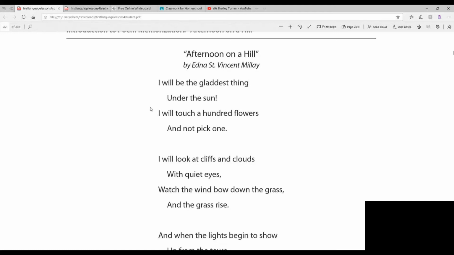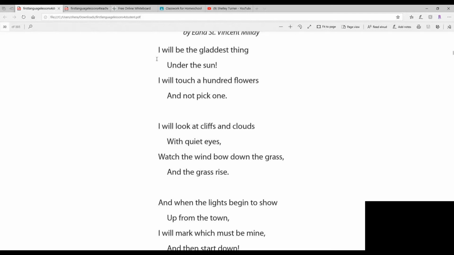Even if, like this here, I will touch 100 flowers and not pick one. That's one sentence, but since she put this one on line 4, a new line by itself, it's still capitalized. So the very first word of every line in a poem is always capitalized.